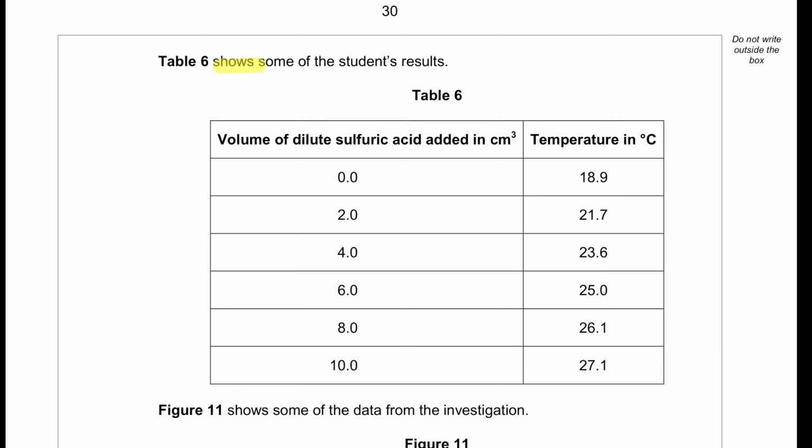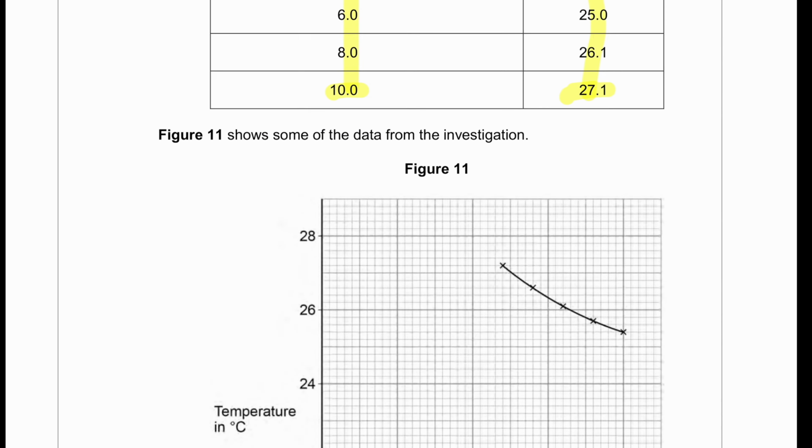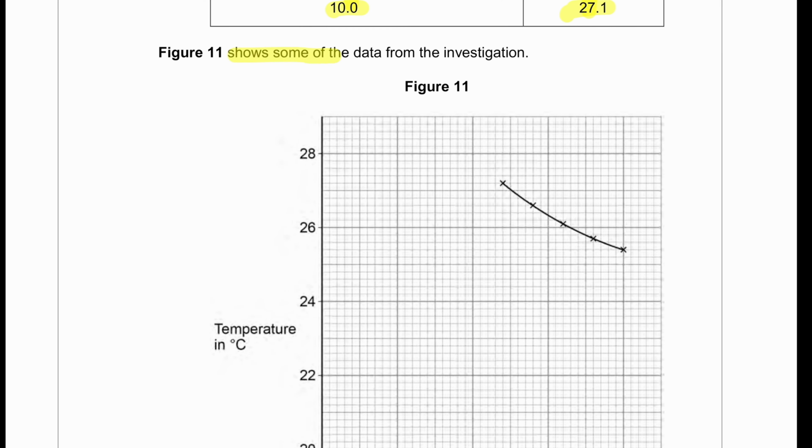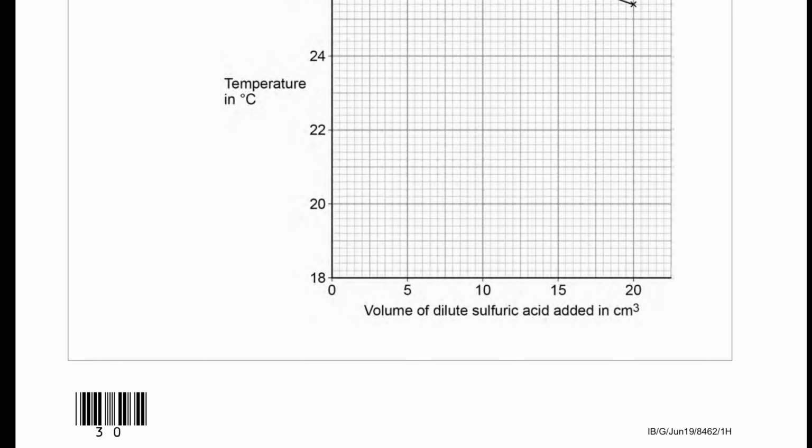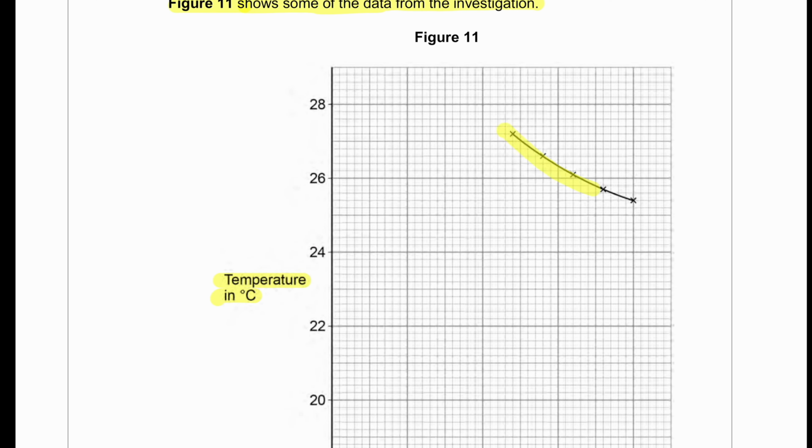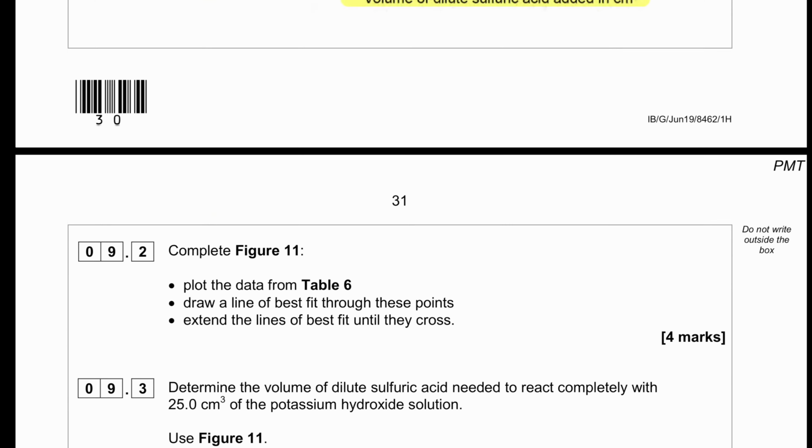Table 6 shows some of the students' results. So we can see the volume of sulfuric acid added, and we can see the temperature after the addition. Figure 11 shows some of the data from the investigation. So you can see volume of sulfuric acid added in cm³ and temperature in degrees Celsius. The trend is like this, okay.